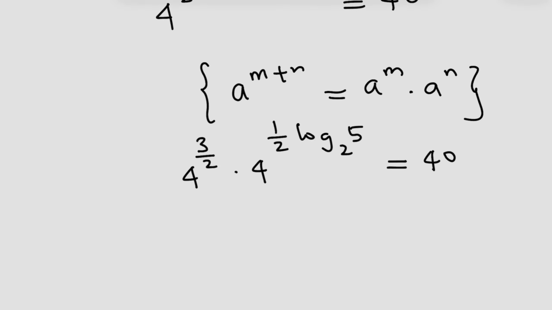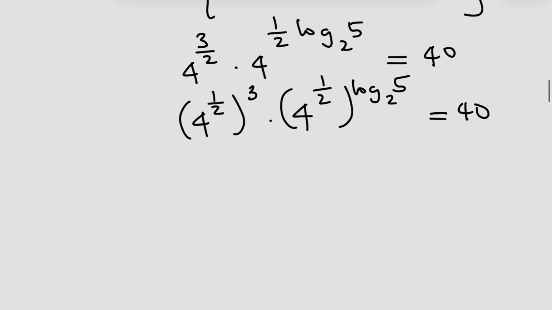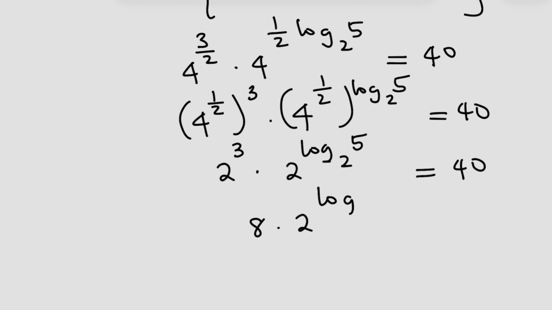4 raised to power 3 over 2 can be written as 4 raised to power 1 over 2 raised to power 3. And then we have 4 raised to power 1 over 2 raised to power log 5 base 2 equals to 40. 4 raised to power 1 over 2 is the same thing as saying square root of 4, which is 2. So we have 2 raised to power 3 times 2 raised to power log 5 base 2 equals to 40. 2 raised to power 3 is 8, then 2 raised to power log 5 base 2 equals to 40.